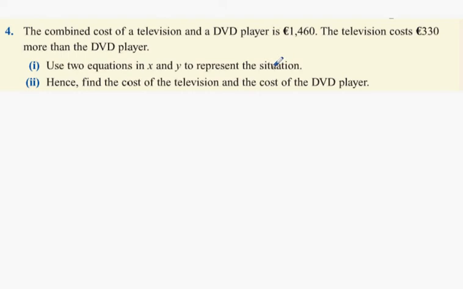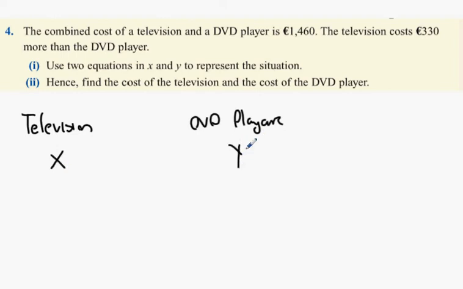Okay. I have two different objects, right? I have a television and I also have a DVD player. When you have two different objects and you're required to find out what each one costs or how many of each one you bought, it's a simultaneous equation. The television, let it be X. Let the DVD player be Y. The combined cost of one television and one DVD player is 1,460. So what do you think I should do there?